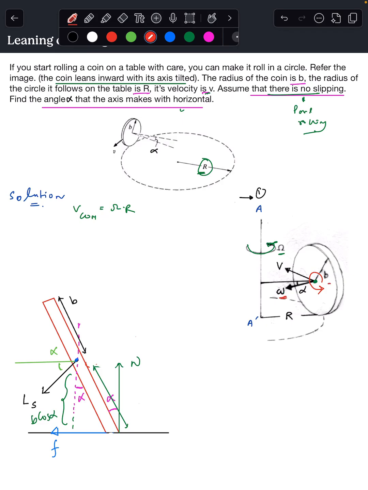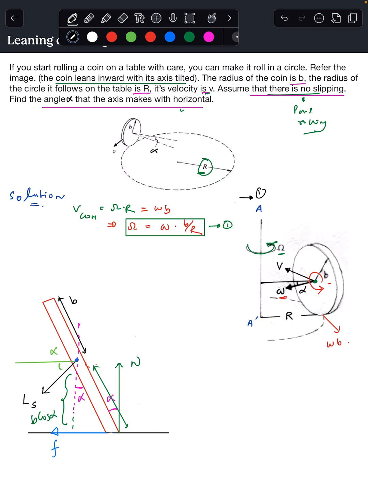Now, since they have said that there is no slipping, it is in pure rolling, so this velocity will be in the opposite direction. So this will be equal to small omega into small b. From here I am writing my first important equation: capital omega is equal to small omega into b by capital R. I hope this point is clear to everyone. So let us say this is my equation number 1.